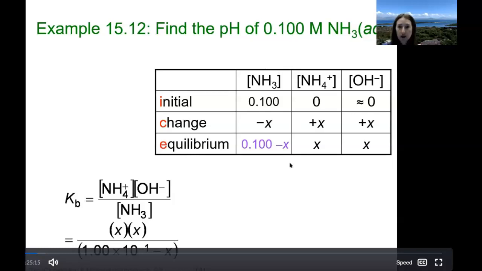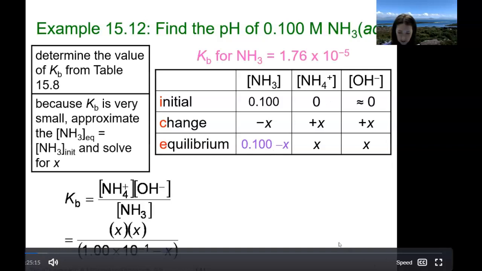Oh, someone asked a question. We do know K. I just need to put it on here again. There's K. We have it. And x is small should work because this is 10 to the negative 5 and this is 10 to the negative 1. So it should be fine.